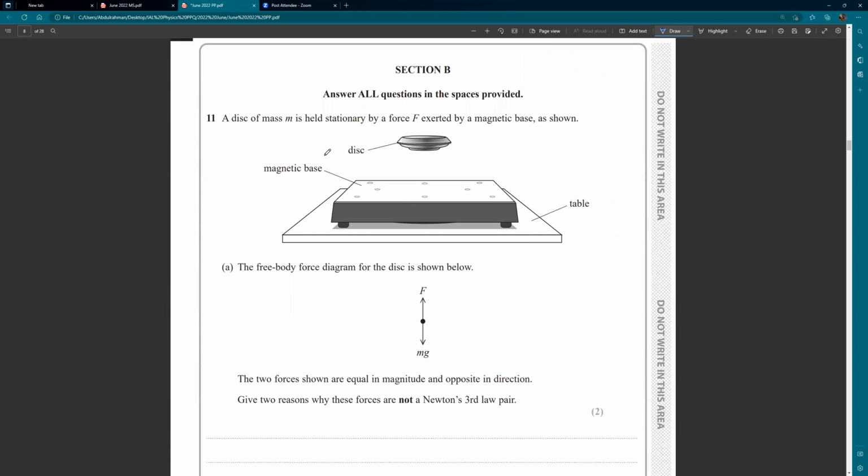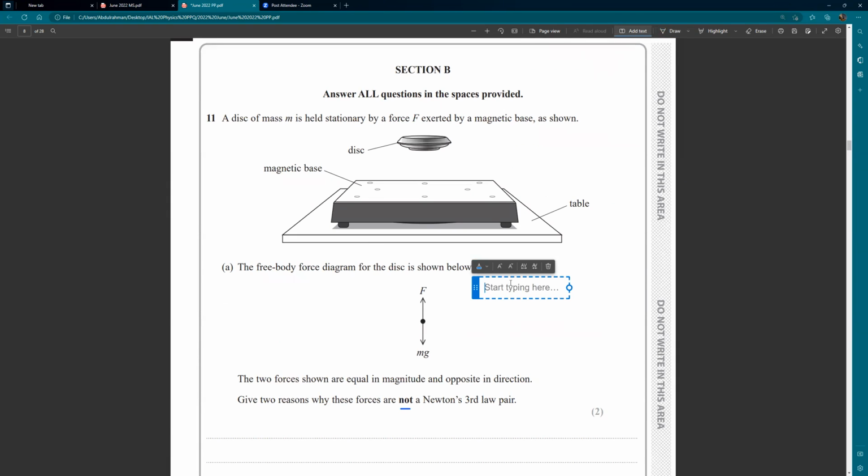Okay, a disk of mass M is held stationary by a force F exerted by a magnetic base as shown. The free body force diagram for the disk is shown below. The two forces shown are equal in magnitude and opposite in direction. Give two reasons why these forces are not a Newton's third law pair.